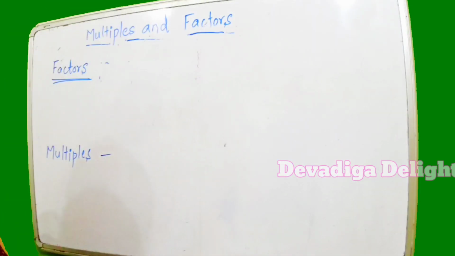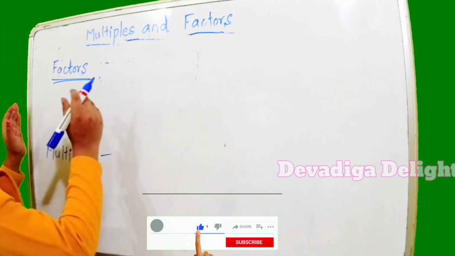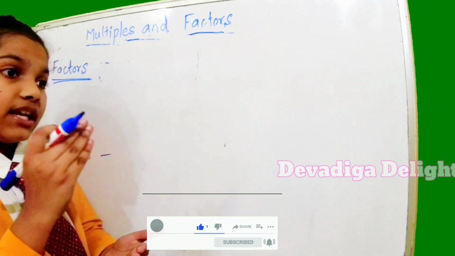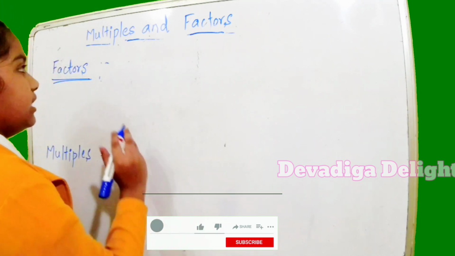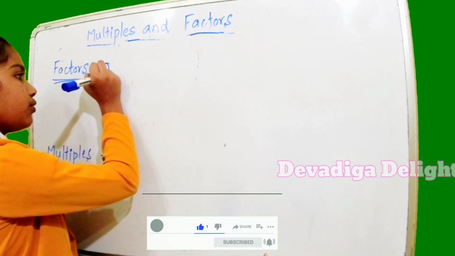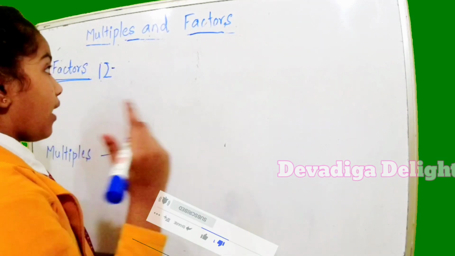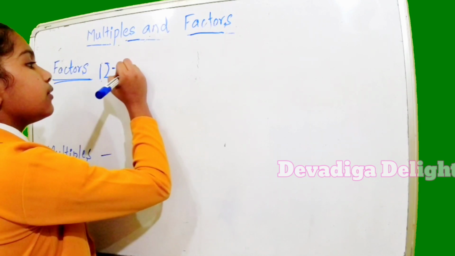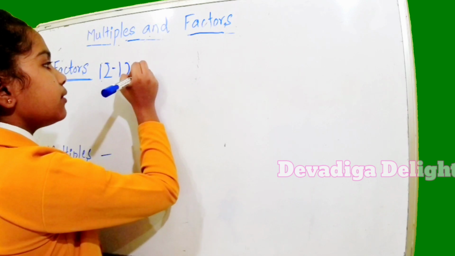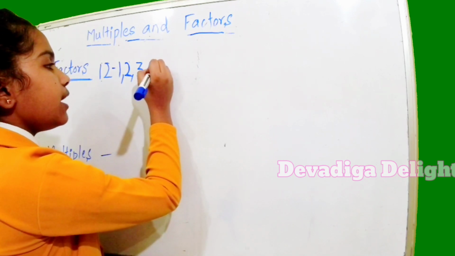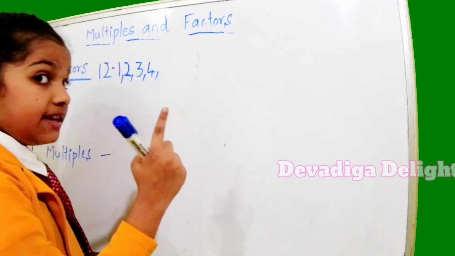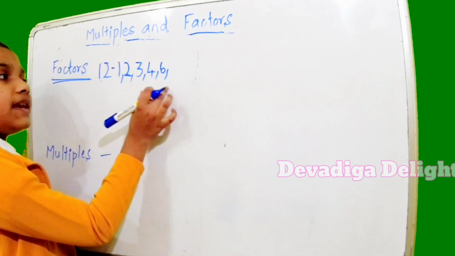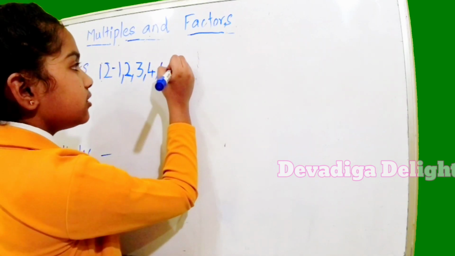We will learn about multiples and factors. So first, factors. What is a factor? A factor is a number that divides the given number completely. For example, the given number is 12. So 1 can divide 12, 2 can divide 12, 3 can divide 12, 4 can divide 12, 5 can't divide 12, 6 can divide 12. As 6 is the half, we stop here and write the number itself.